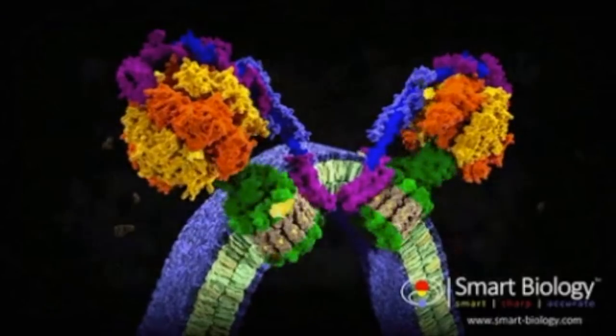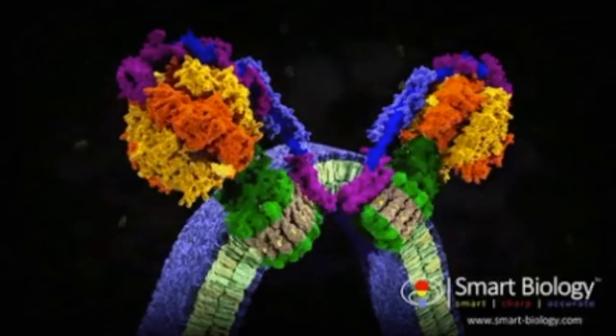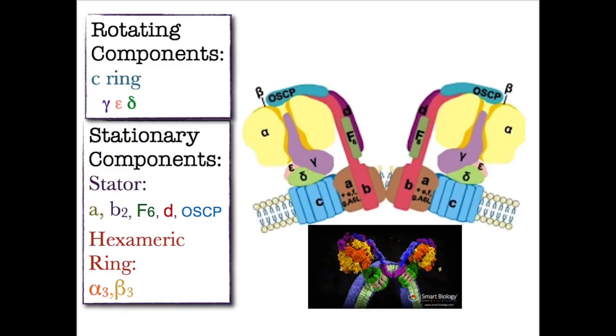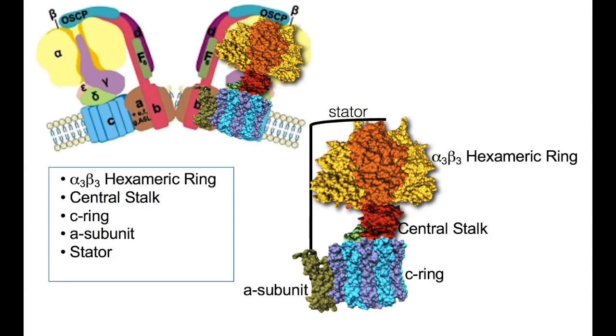In order for ATP synthase to function, some components are going to rotate while others remain stationary. The rotating components include the C-ring and a central stalk that's comprised of gamma, epsilon, and delta structures. The C-ring starts the rotation, and because of the association of the central stalk with the C-ring, the central stalk also rotates. The stationary components contribute to the stator and also the hexameric ring, comprised of alpha-3, beta-3 subunits. The production of ATP from ADP and inorganic phosphate actually occurs in the hexameric ring, comprised of alpha-3 and beta-3 subunits.